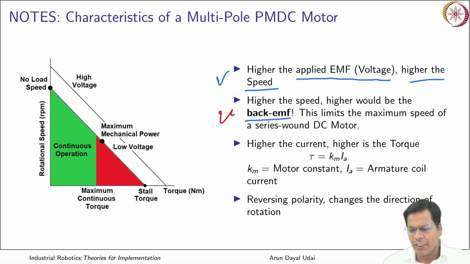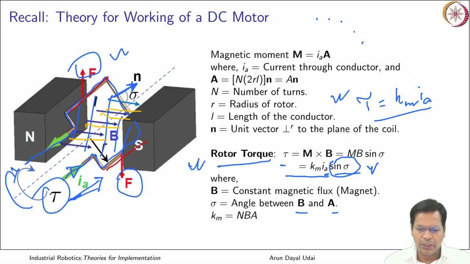So this basically limits the maximum speed of any series wound DC motor. In case of a series wound DC motor, if back EMF is there, that effectively reduces the incoming current. Okay.